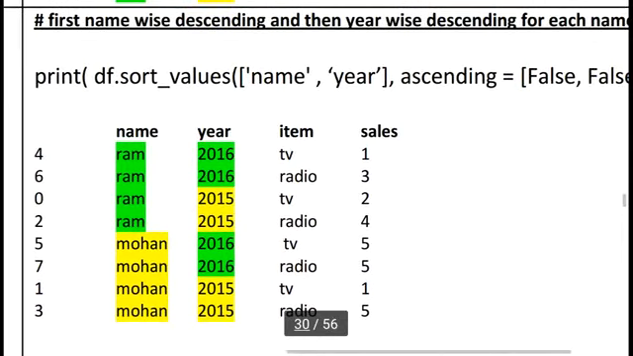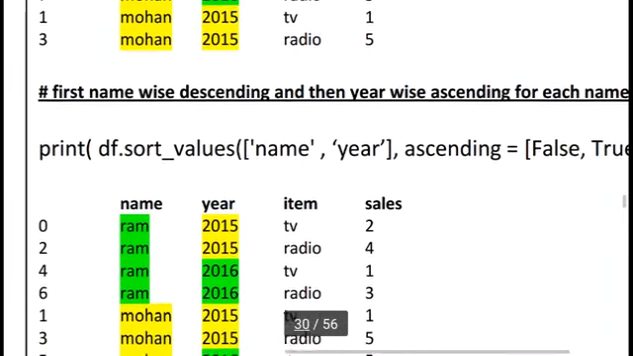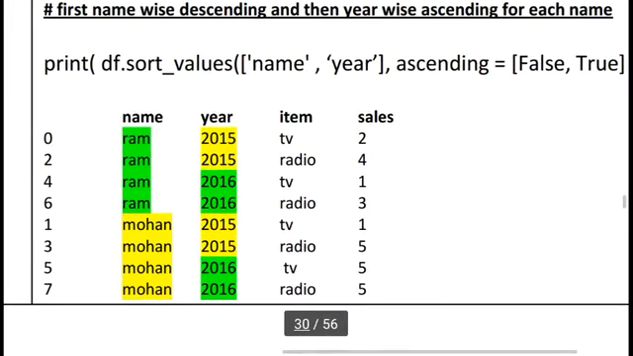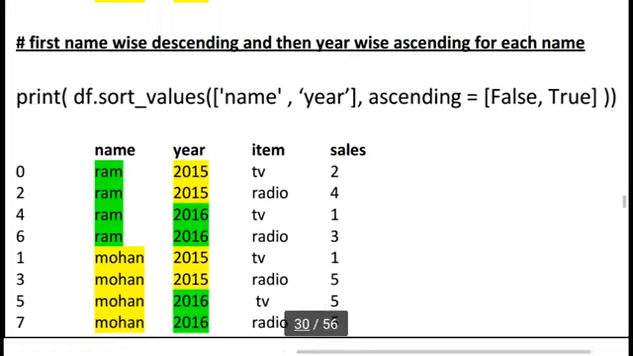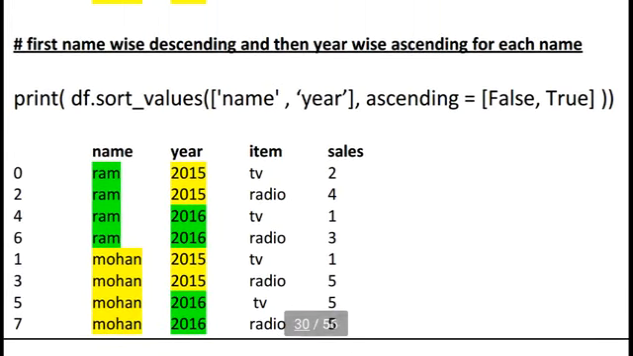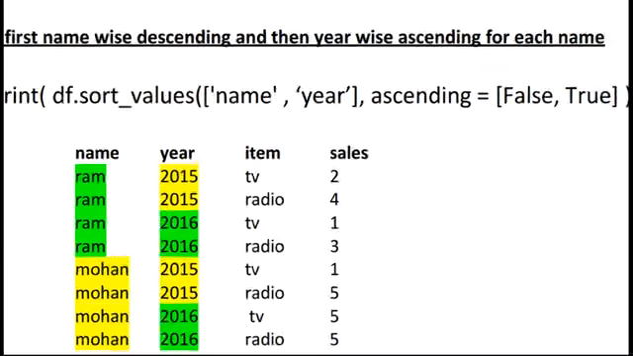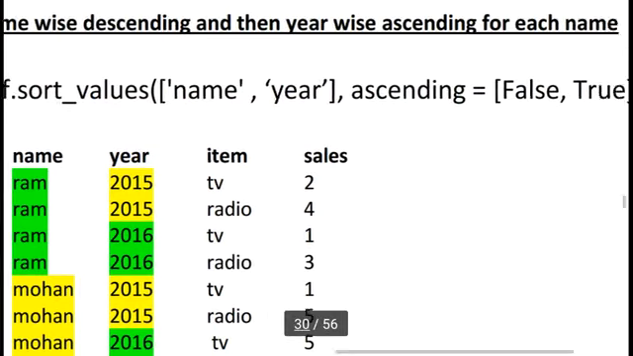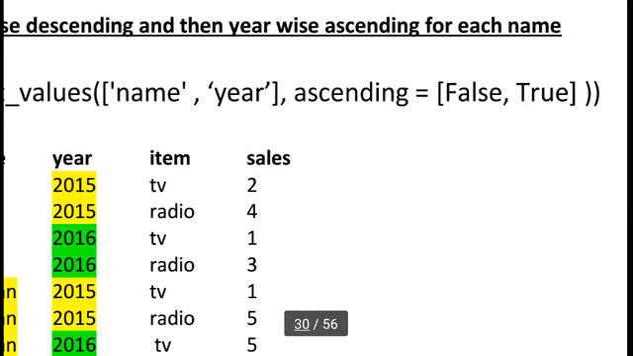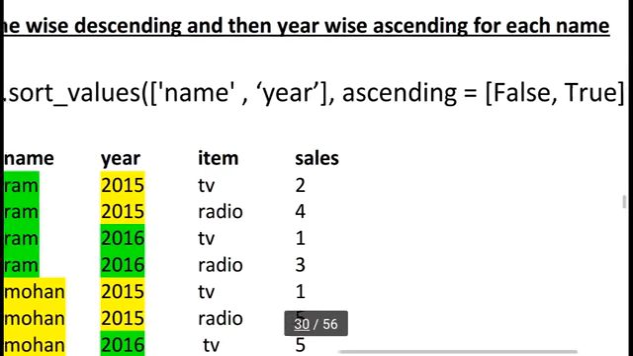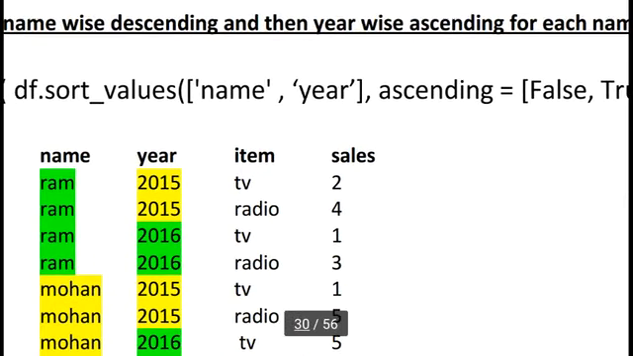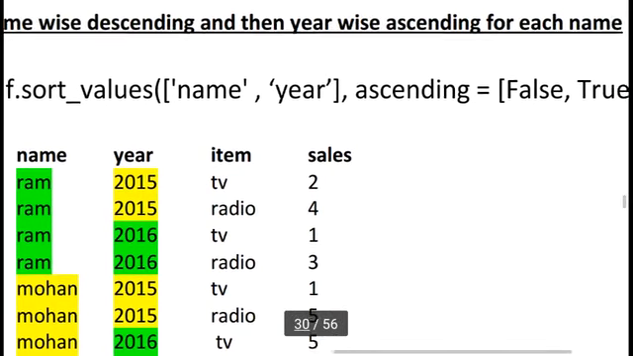And here I am taking another, the same example here, df.sort_values. This time I want name in descending order, but for each name I want to see year in ascending order. So for this purpose I am using name, comma year, ascending is equal to false. So the first ascending is equal to false related to name and ascending comma true related to year. So for each name, descending, and within each name we can see year in ascending order.